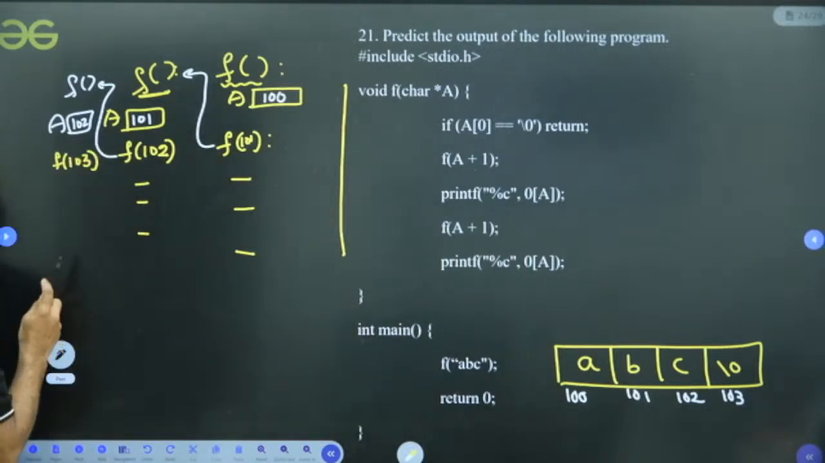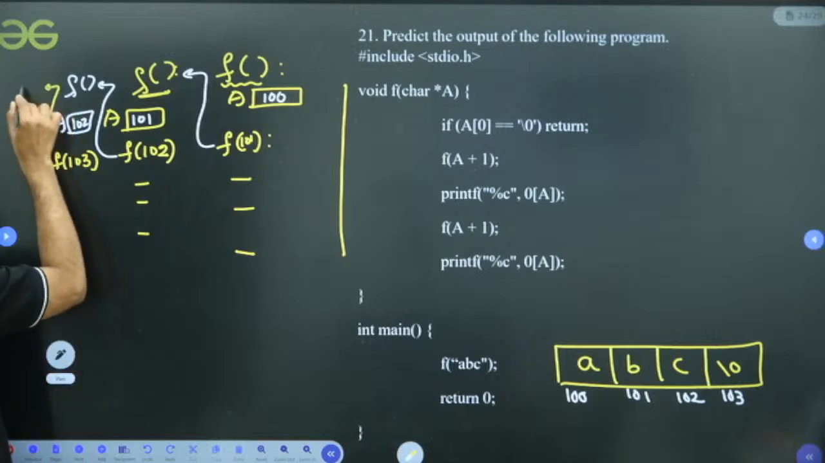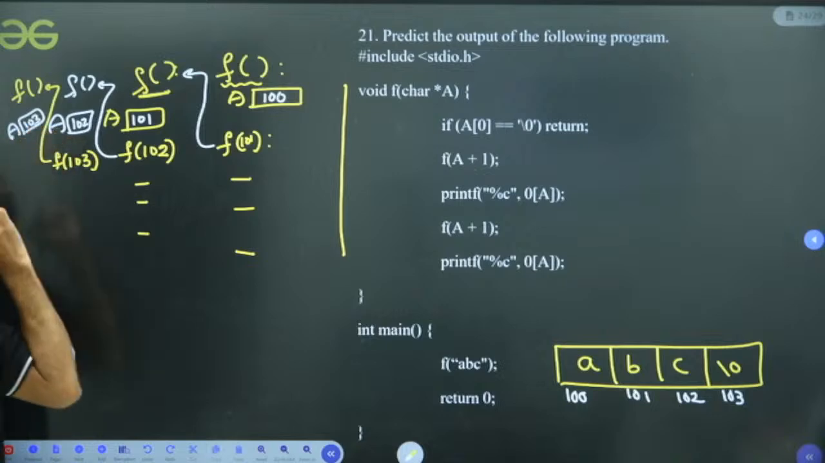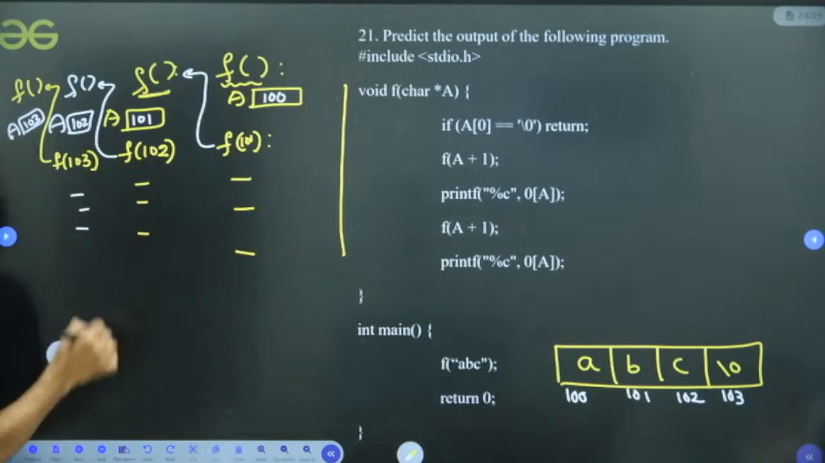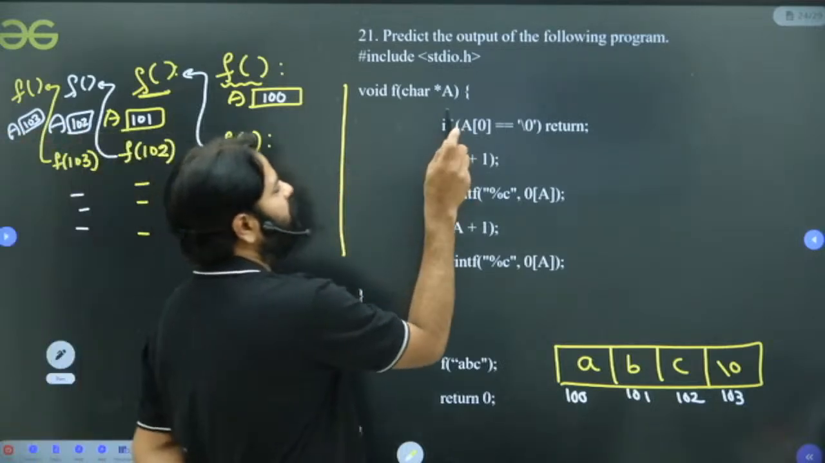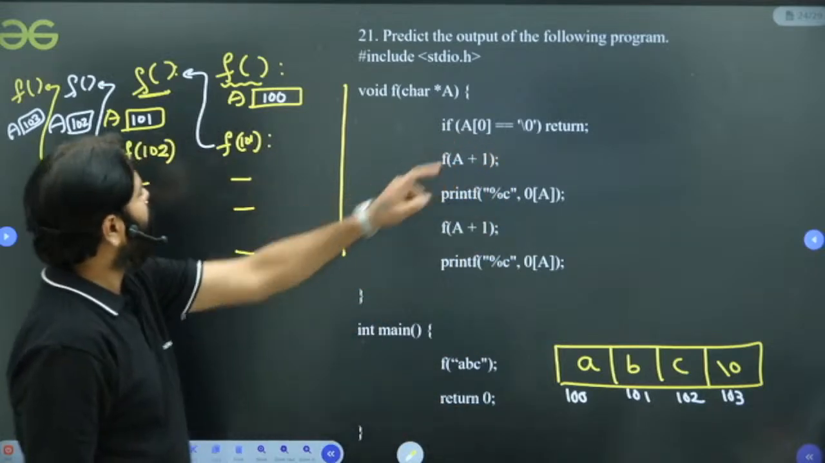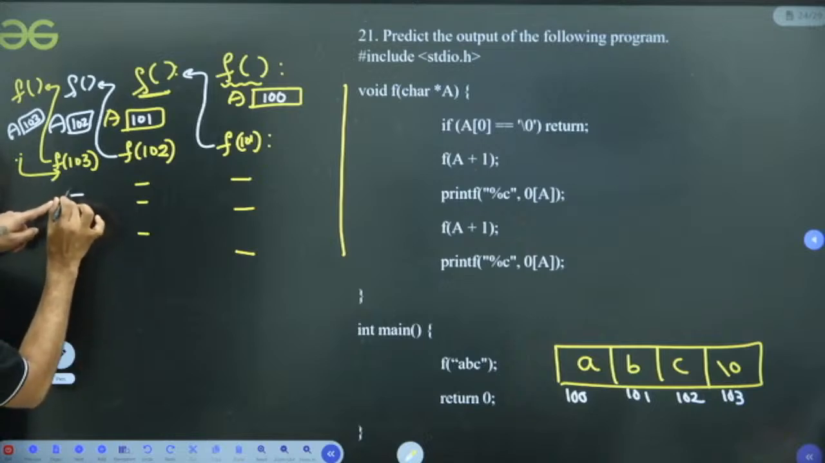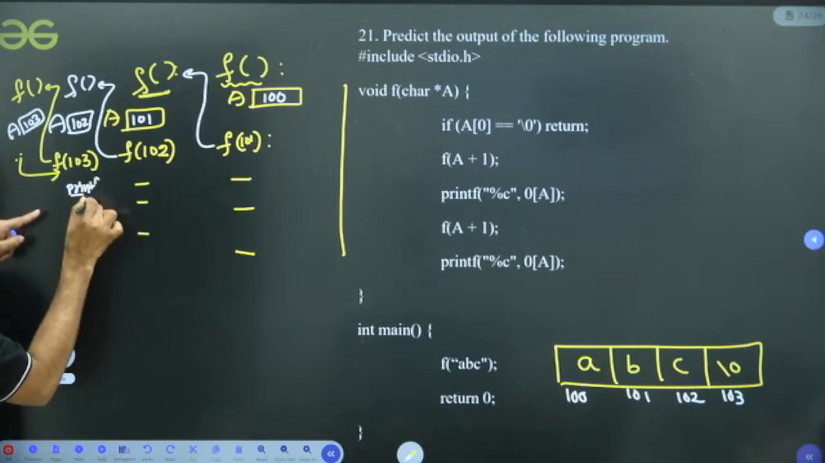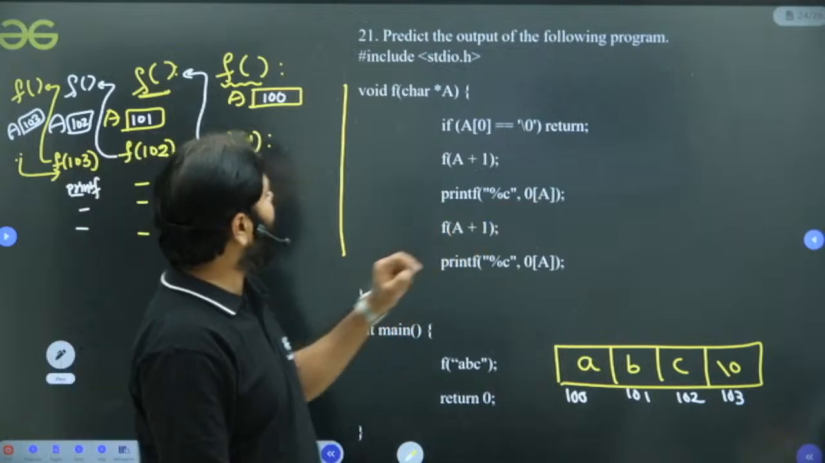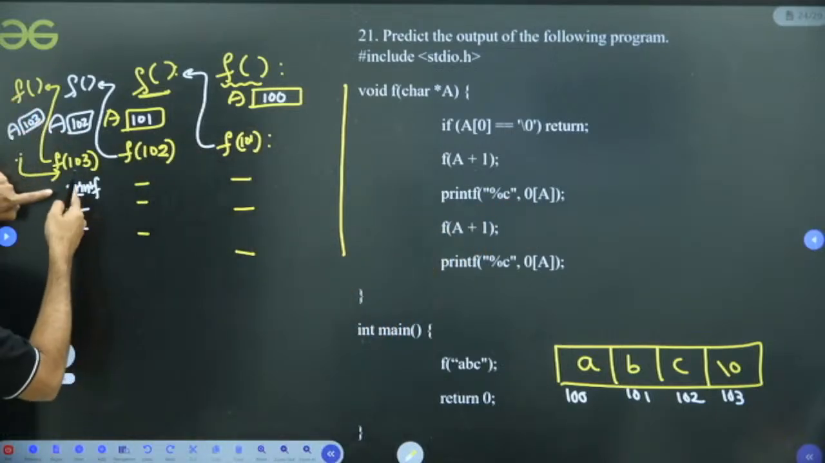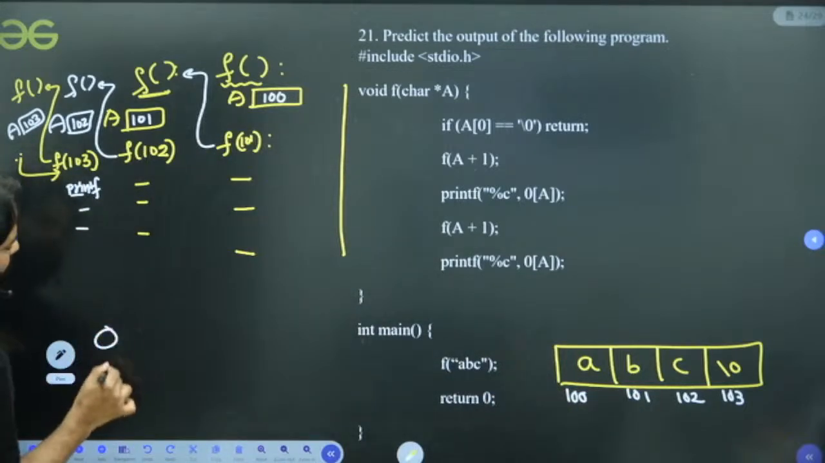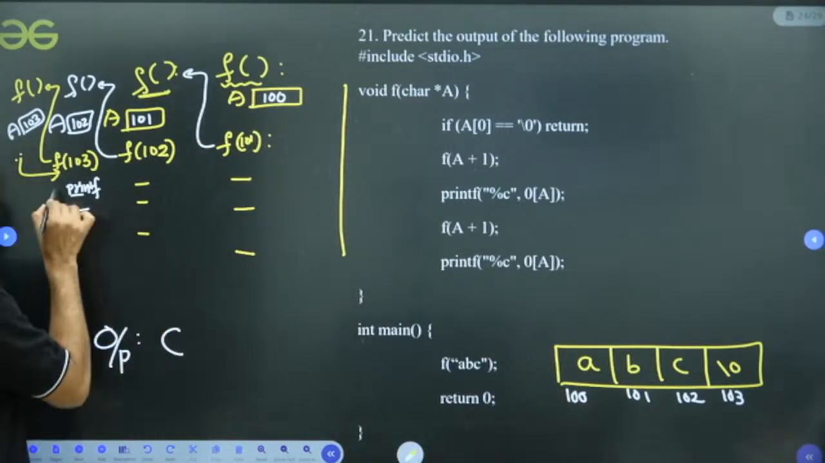When it calls another f, this time A is 103. First time encountered, but here also there are many statements to be executed. This returns void, correct? Now this function will return back here. Now the first printf is executing here. What is this printf for? A of 0. At this place, A of 0 means this 102 you have to look at. That is C. The first time the output is coming as C. This is the first output we are looking at.